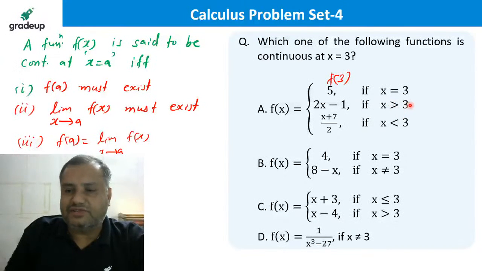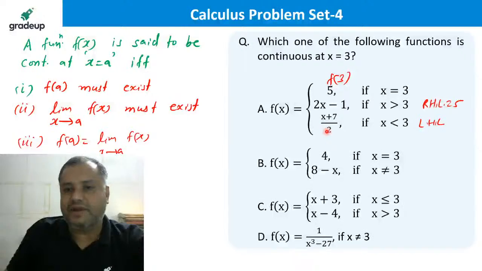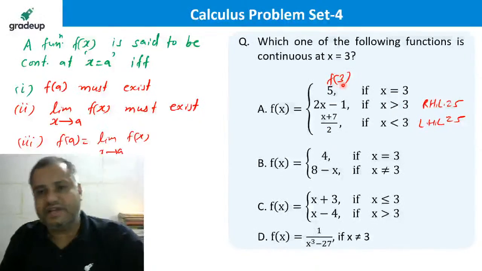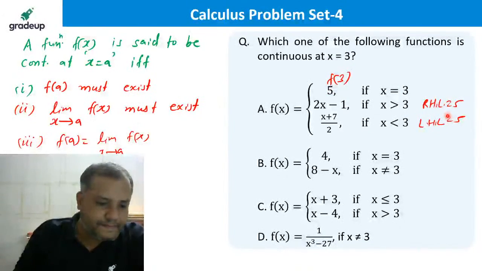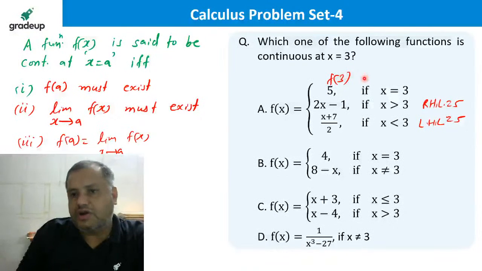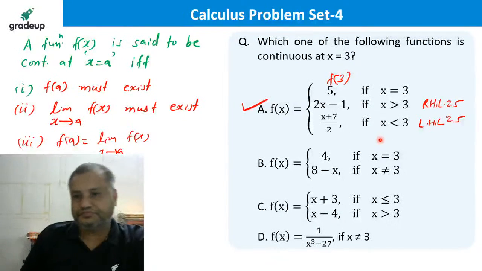For x greater than 3 means right hand limit. 2 into 3, 6. 6 minus 1 is 5. So right hand limit is 5. Less than 3 means left hand limit you will get. 3 plus 7, 10. 10 by 2 is 5. So we can say that f of 3 is existing and it is equal to 5. Limit is existing and the value of the limit is also 5. So all of these are same. So this function is continuous at x equal to 3.